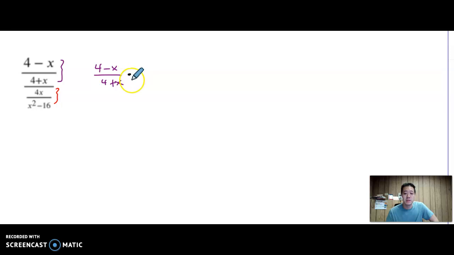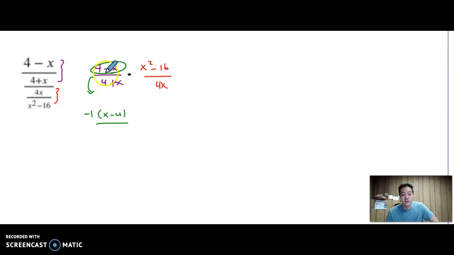And so that's why I went straight to the multiplication symbol. And I'm going to take the reciprocal of this fraction right here, and I'm going to flip it, right? So I've got x squared minus 16 over 4x. And again, up here, I have a difference of squares situation, right? 4 plus x we can rewrite as x plus 4. Okay, since it's addition, we can switch it around by the commutative property.